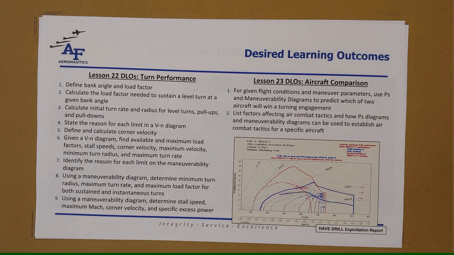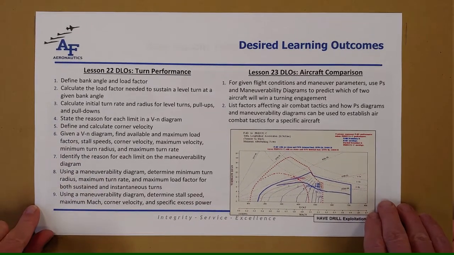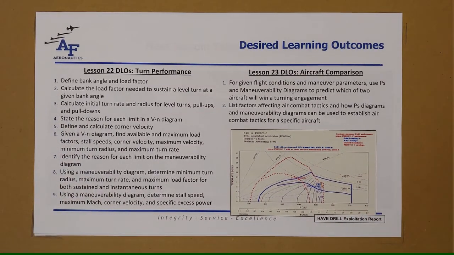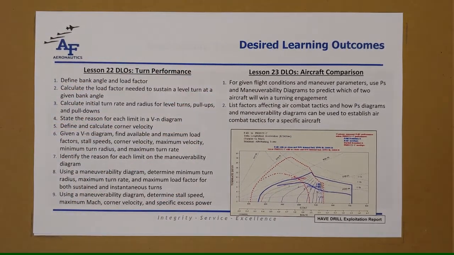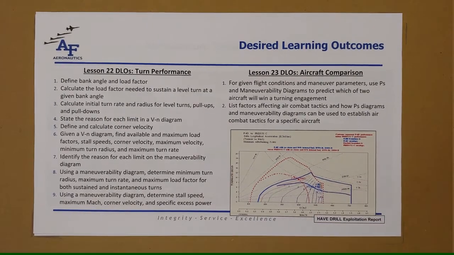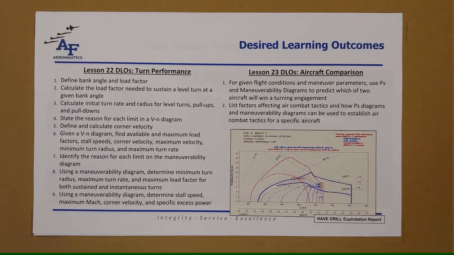All right, so that's lesson 23. Lessons 22 and 23 are very closely coupled with each other. I encourage you to pause and review the DLOs from each of these lessons. Again, ultimately what we care about is, where are we better? Know yourself and know your enemy, and in 1,000 battles you will know victory.